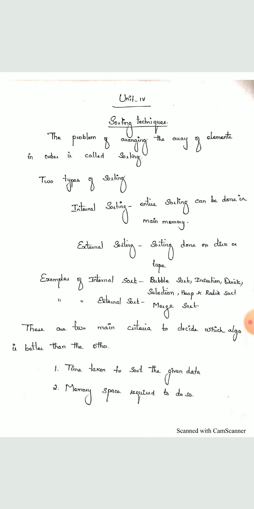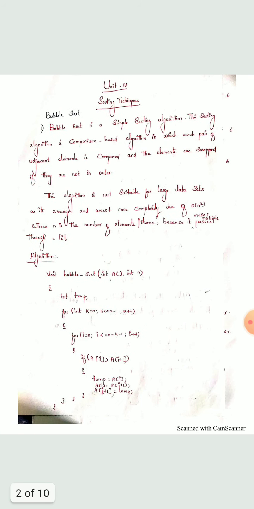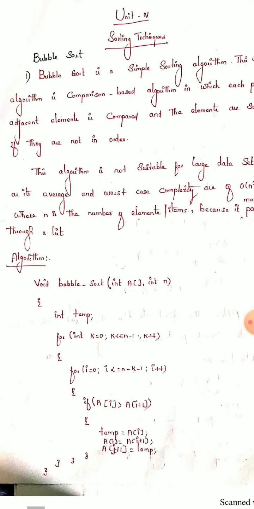There are two main criteria which decide the efficiency of our algorithm. The first one is the time taken to execute the particular algorithm, and the second one is the space occupied by the particular algorithm. So these two, time complexity and space complexity, decide the algorithm's efficiency, right? That we already know. We already saw the bubble sort technique last week, last class.